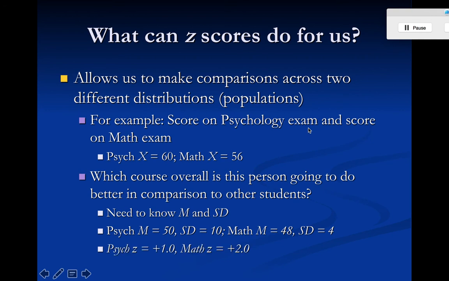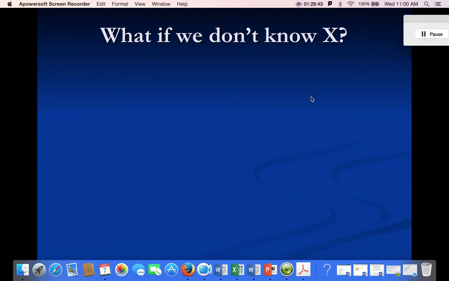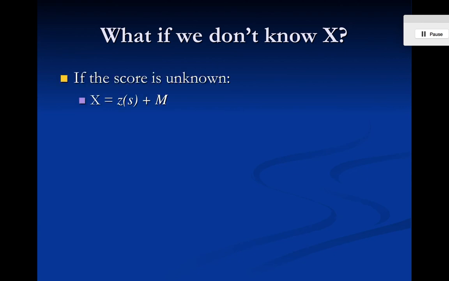Okay, so one last thing that I want to talk to you about. What happens in the case where I don't know what my x value represents? In the case where we don't know what our raw value is in our data set, because in some instances we may be asked, okay, we know what the z-score is, we know what the mean is for this distribution, and we also know what the standard deviation is, but how do I find my x value? If the score is unknown, but you have your z value, you have your standard deviation, and you also know your average, you can easily calculate your raw score.